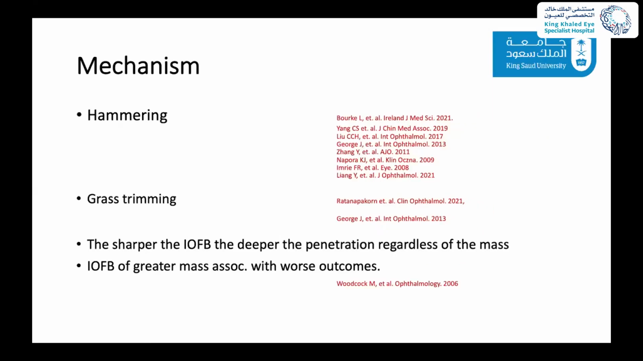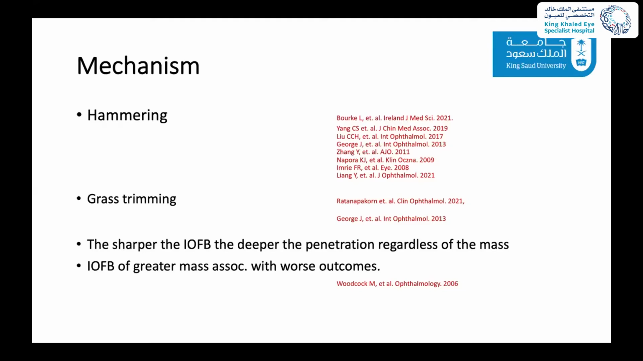The mechanism of ocular foreign body injuries is usually hammering. Only 2 studies reported that grass trimming was a cause of intraocular foreign body. Those 2 studies come from Southeast Asia, namely from Singapore and Taiwan.